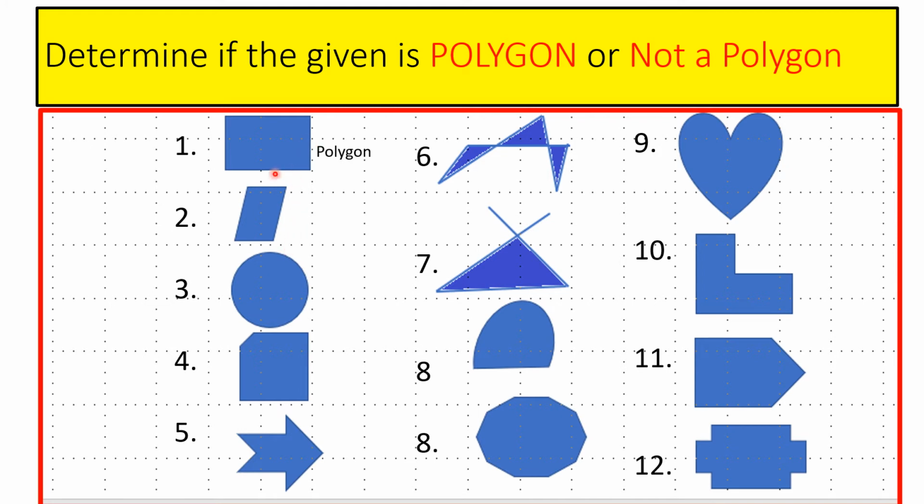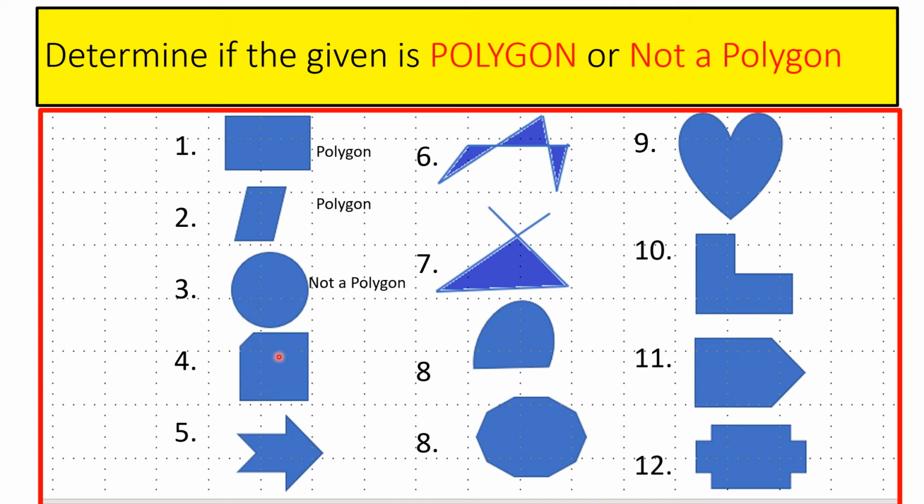Now we are in number 2. Is this a polygon or not a polygon? This is a polygon. We can proceed with number 3. Do you think the side of this one is a segment? The sides of the polygon are segments. Are the sides segments? No. Therefore, that is not a polygon.